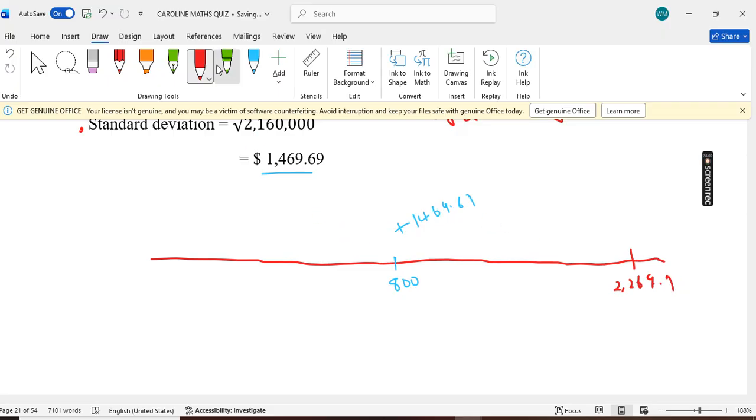And then 800 minus 1,469.69, for the same standard deviation. Minus this value, what do we get? Negative 669.69.